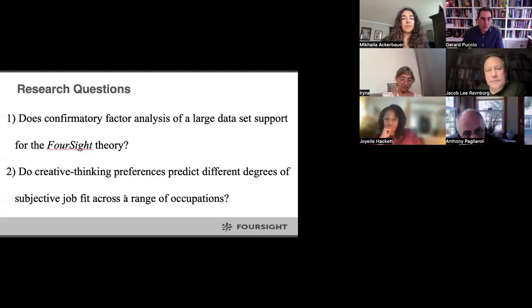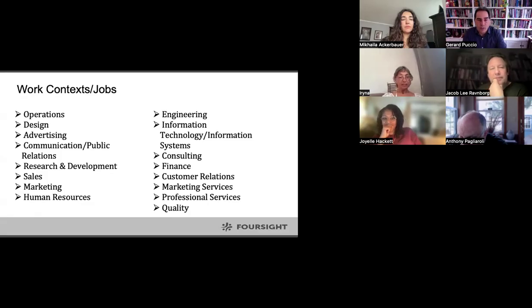So the second question was, all right, if this theory is right, do different environments give us some indication as to what preferences are more adaptable to those environments? So we looked at foresight from the lens of these occupations or functions: operation, design, advertising, communication, and so forth.